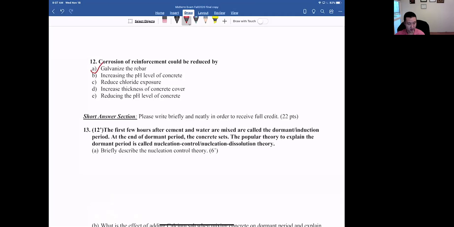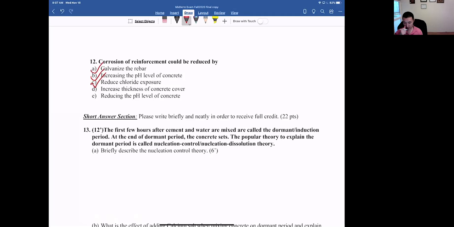B, increase the pH level of concrete. Increasing the pH level will help generate the protective film on the surface of rebar. So the higher the pH level, the better. On the other hand, increased concentration of chloride in concrete will destroy this protective film on the surface of rebar. So reduced chloride exposure can also reduce corrosion of reinforcement. So C is also right.